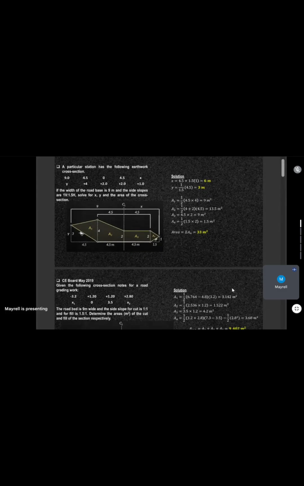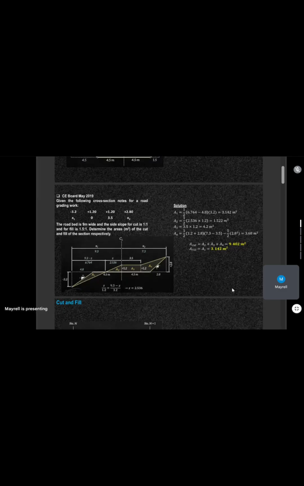Okay, so next, another example. This is one of the board exam problems last May 2019. Given the following cross-section notes for a road grading work, so these are the notes, and the road bed is 9 meters wide, and the side slope for cut is 1 is to 1, and for fill is 1.5 is to 1. Determine the areas in square meters of the cut and fill of the section respectively.